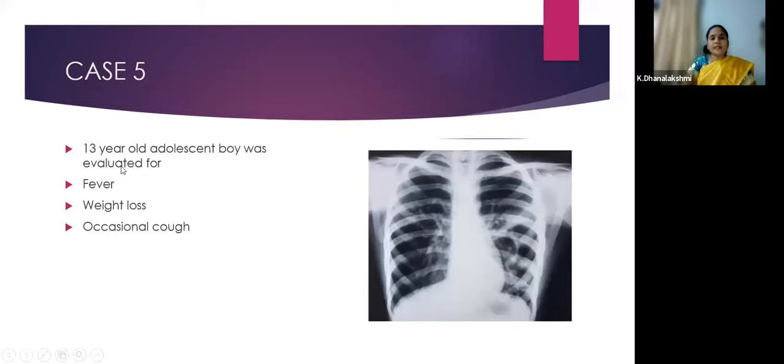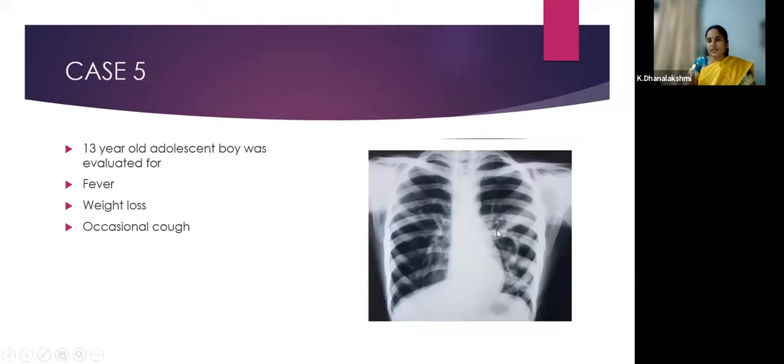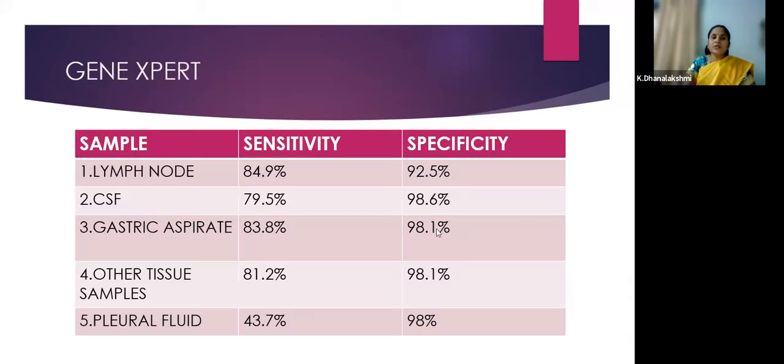One more example: a 13-year-old adolescent boy was evaluated for fever, weight loss, and occasional cough of 2 weeks duration. You order a chest X-ray because of the occasional cough, and you are surprised to see a cavitary lesion on the left side. So you get the GeneXpert result. If the GeneXpert is positive, it is unequivocally proven TB. Here, the specificity is very good.